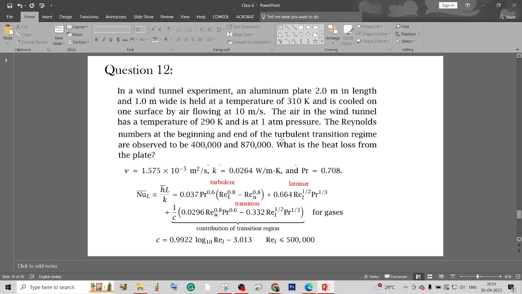The Reynolds number at the beginning and the end of the turbulent transition regime is observed to be 4 in 10 to the power 5 and 8.7 in 10 to the power 5. So here there will be all the flows: laminar, then transition, and then turbulent. From laminar to transition it is 4 in 10 to the power 5, and from transition to turbulent it is 8.7 in 10 to the power 5.